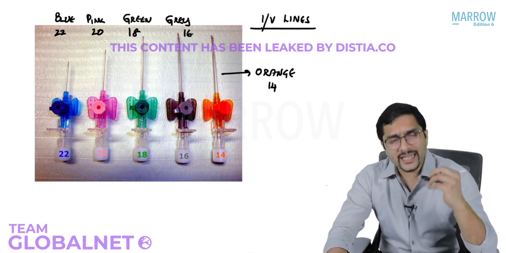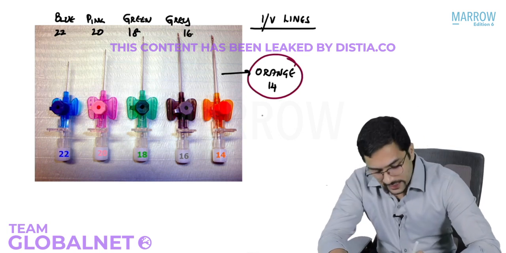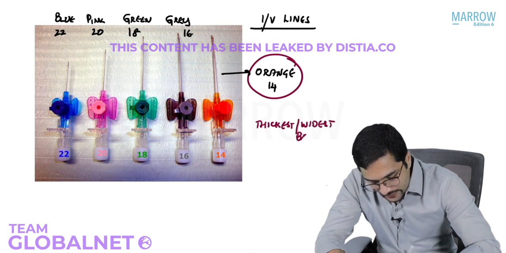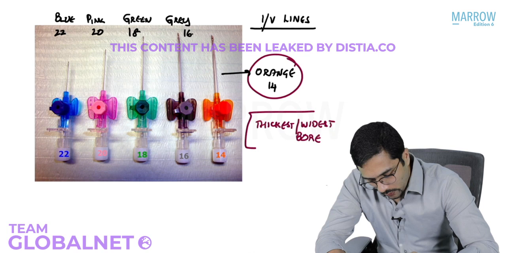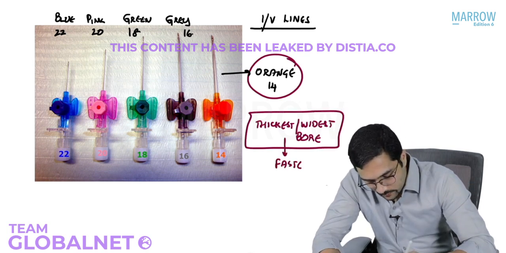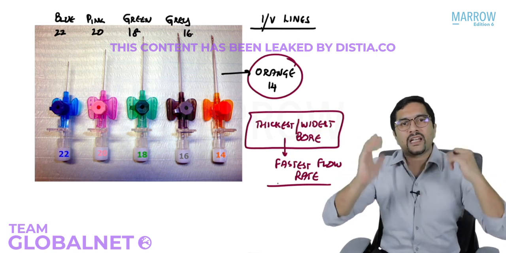Now you should also know that an orange cannula is the thickest cannula, right? Is the thickest or has the widest bore. And if it has the widest bore, what is the significance? There will be the fastest flow rate available as well, because if the cannula is thick or wide, fluid will flow quickly through it.